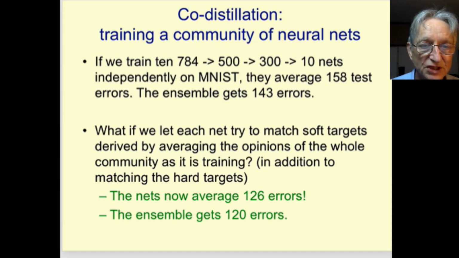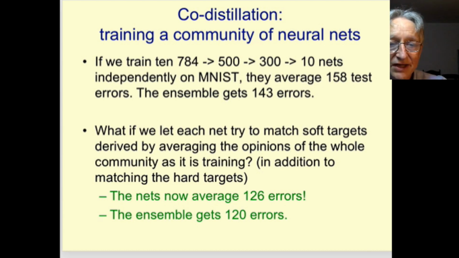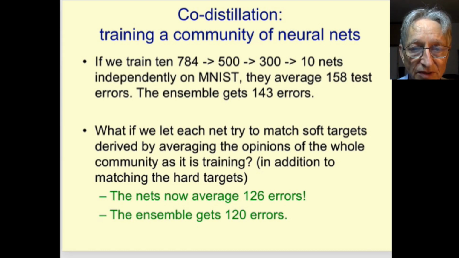One nice twist on distillation is that instead of first training a big net or a big ensemble of nets and then distilling the knowledge into another net, we can do co-distillation. That is, we can train 10 little nets at the same time. If we train them independently, they get an average of 158 test errors. These are smaller nets than I was using before. And if you ensemble them, you get 143 errors.